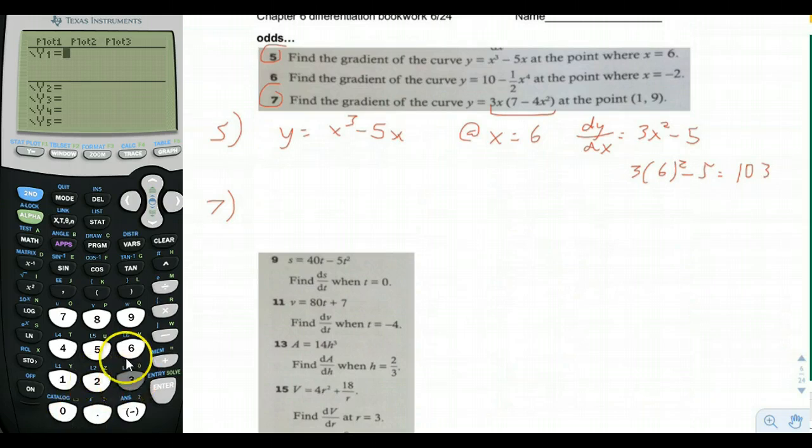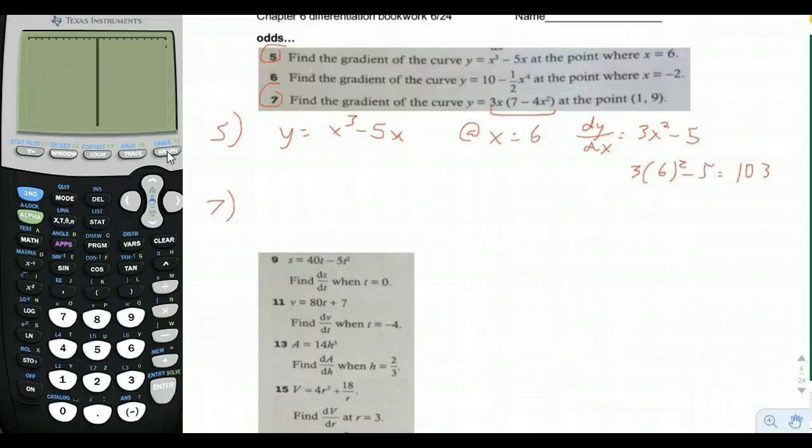But the calculator doesn't care. The calculator can take the derivative of any function. So we're going to put exactly what's written there. We don't have to multiply it out because the calculator can do everything. Oops, that was an x squared. Advance, right parentheses. Okay, so we have the function in there.